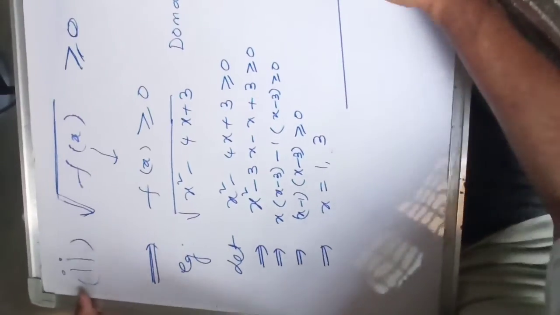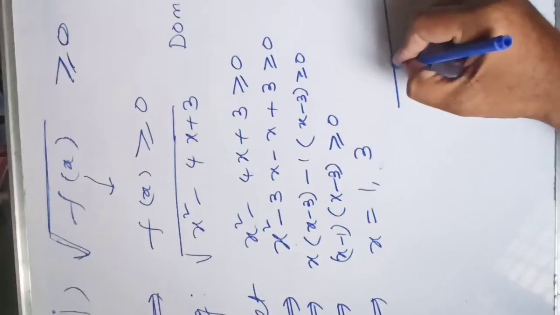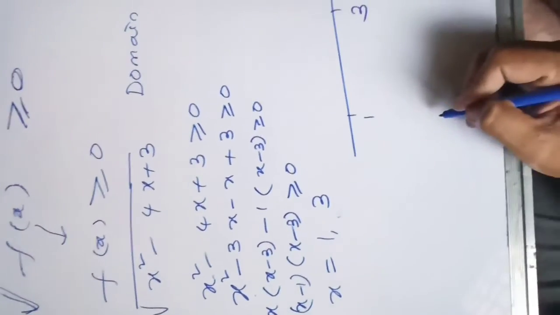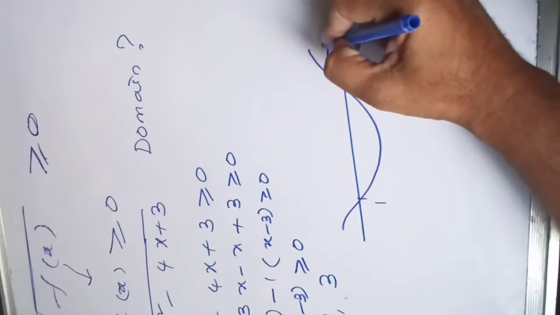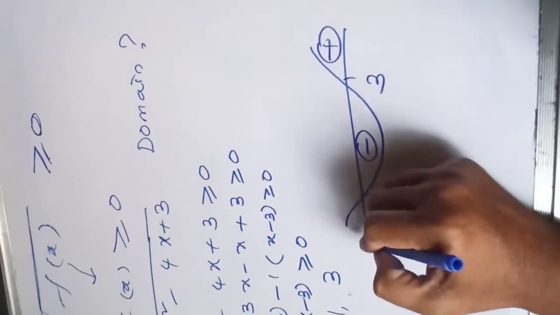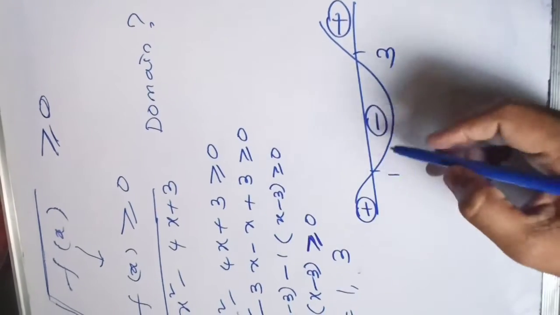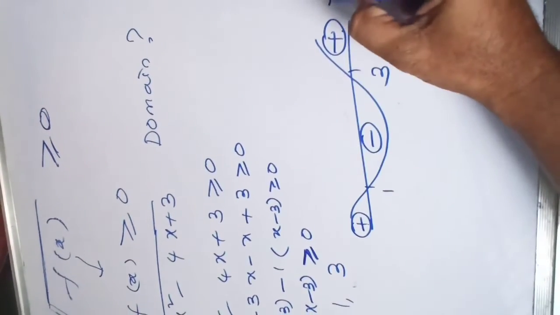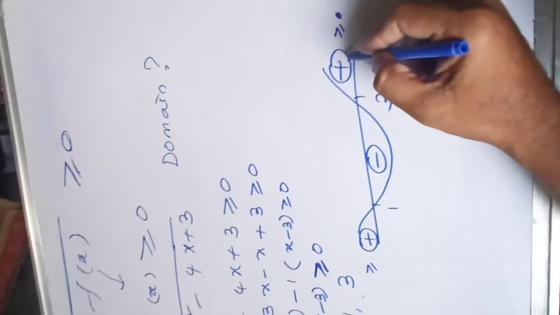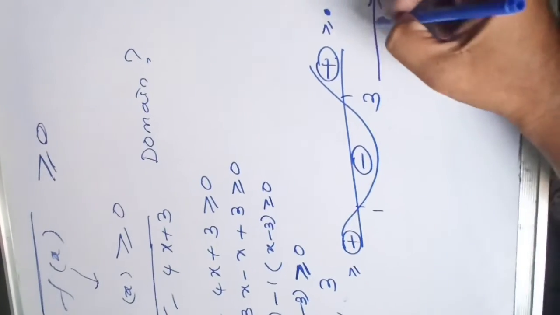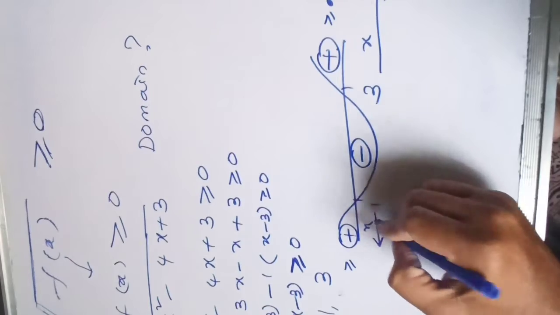So write these factors on the number line in ascending order. This is x equal to 1, this is x equal to 3. Then start the plus and minus alternately. From the right side it's plus, then minus, then plus. Okay, this greater than or equal to denotes the plus. So this symbol means your answer x is after the 3, and before the 1.